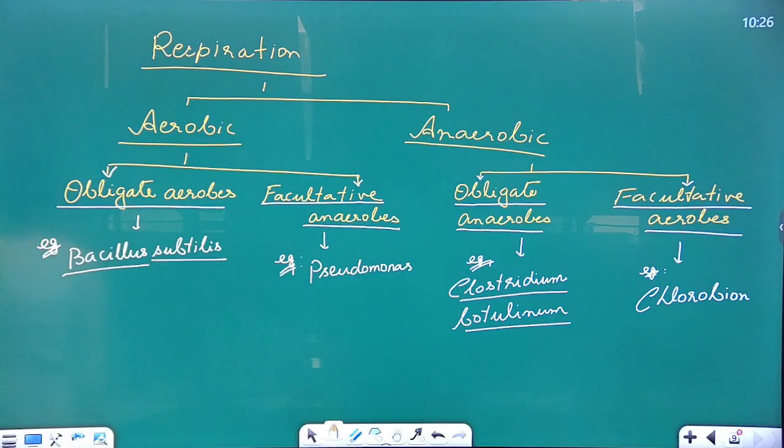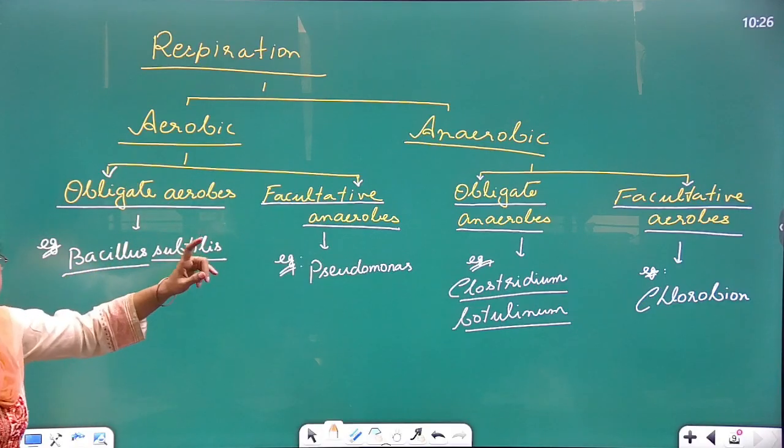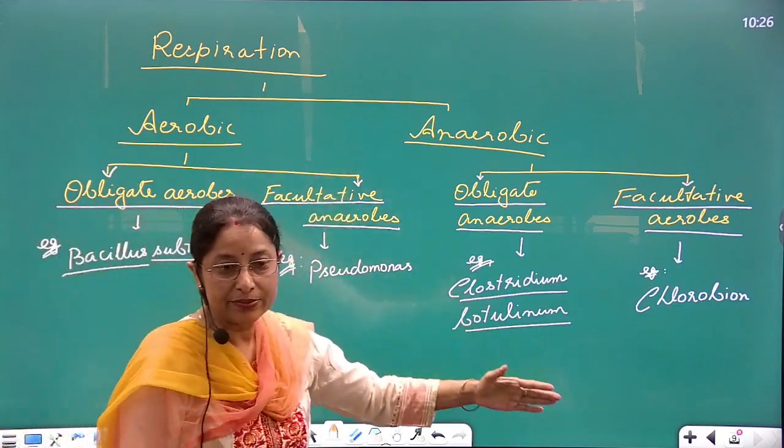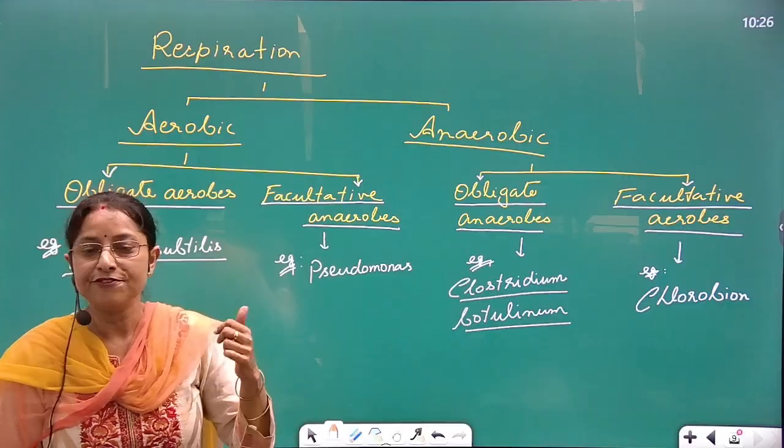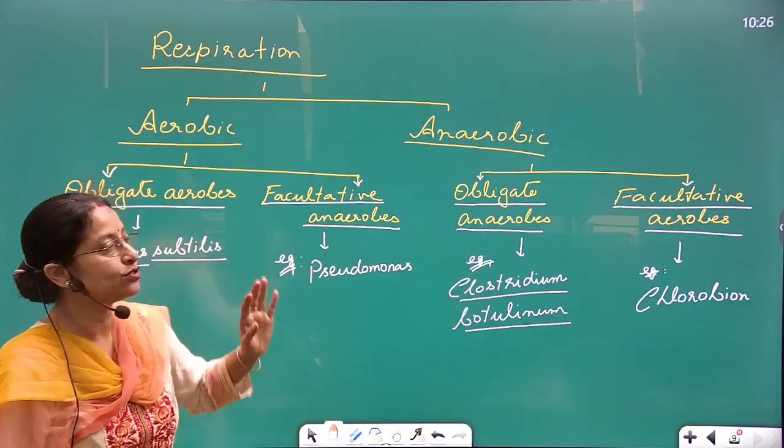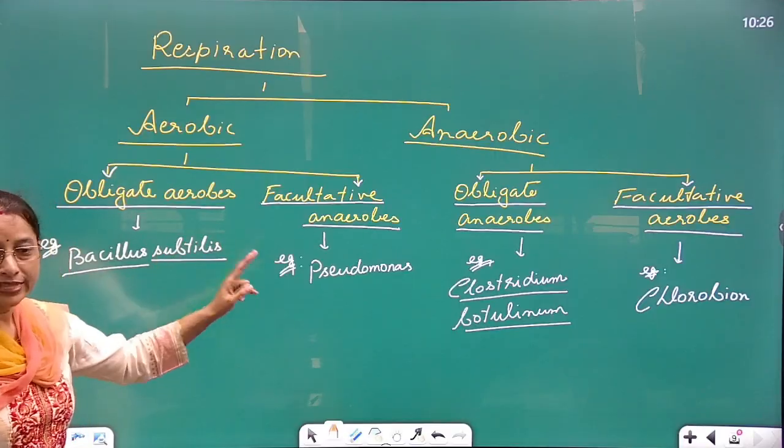From this chart, what is the type of question that is asked? Give an example of an obligate aerobe. Give an example of an anaerobic bacteria. Give an example of an obligate anaerobic bacteria. Give an example of a facultative anaerobic bacteria. So each and every word together with the examples is important.